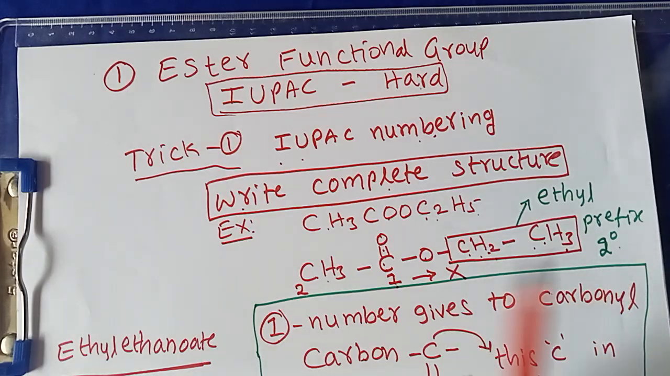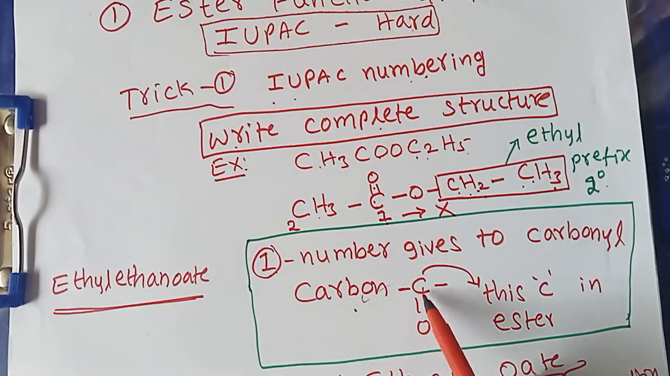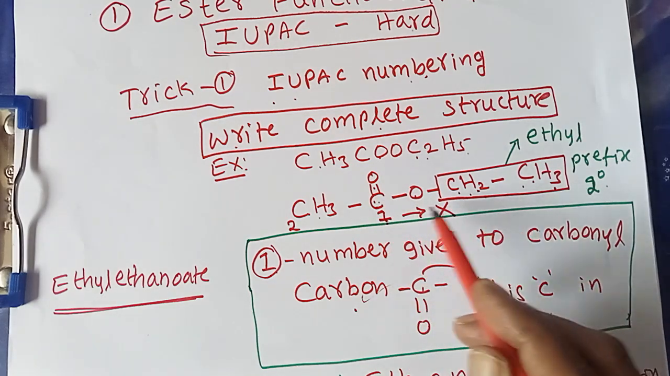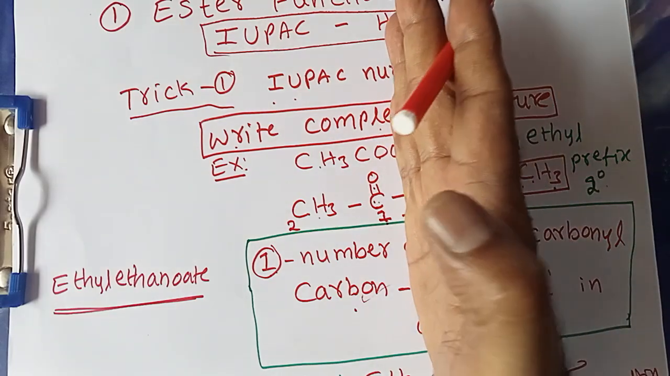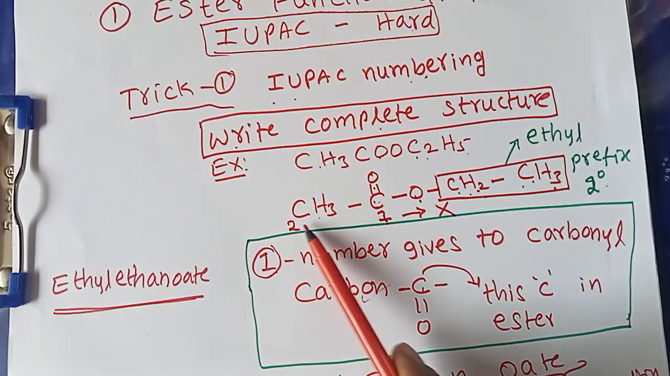Then the number 1 is the main important trick. Which is number 1? Number 1 is given to the carbonyl carbon, the C double bond O carbon. On this side there is no numbering continuation, because the next atom is oxygen and the carbon chain breaks here. So don't go to this side. This side carbon is there, so 2.